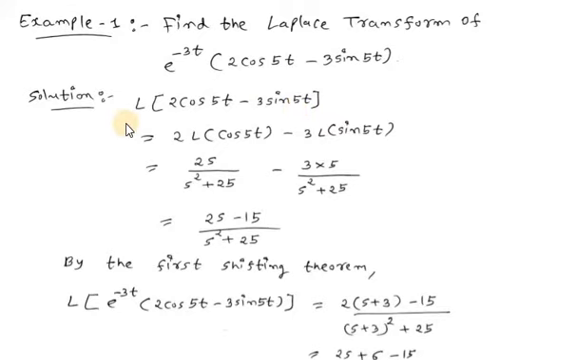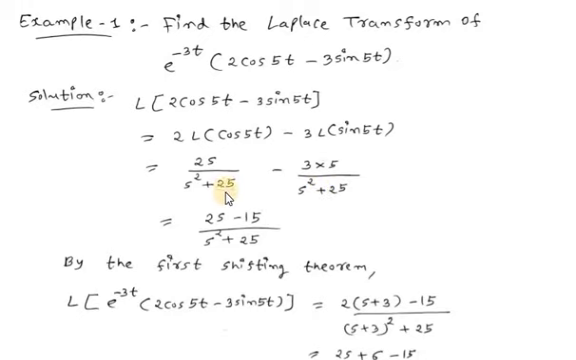So in this problem, first of all, we will find Laplace of 2 cos 5t minus 3 sin 5t. So 2 constant value as it is, Laplace of cos 5t, minus 3 Laplace of sin 5t. And Laplace of cos 5t is s over s square plus a square, and a is 5, so s over s square plus 25, and 2 as it is, minus 3 as it is, and Laplace of sin 5t is a over s square plus a square, a is 5, so 5 over s square plus 25.